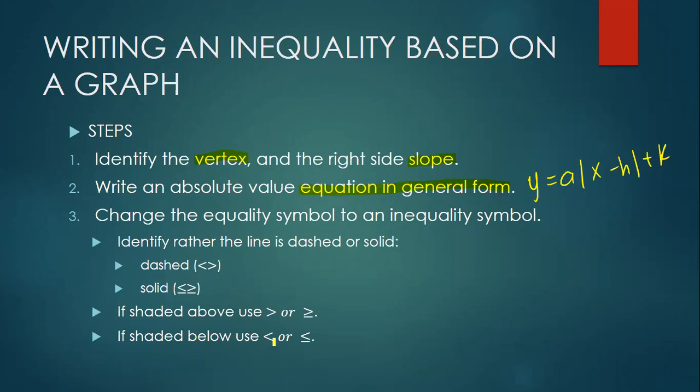And then you're done. So again, 3 steps that we're going to follow. Use the vertex and slope, identify the vertex and the slope, write the equation in general form, and we're going to change from equality to inequality.